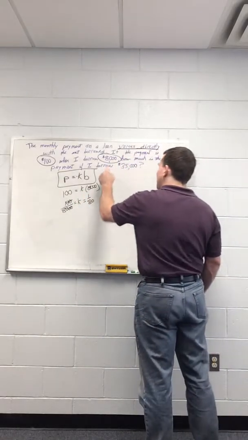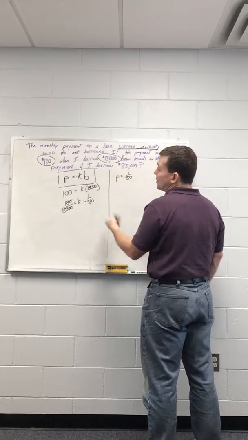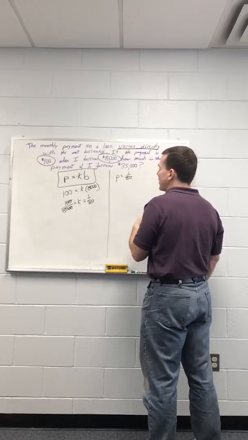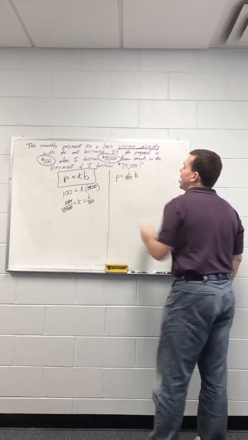Now I rewrite the equation. P equals 1 over 80, and you can use decimals for this. My calculator's off over there on the shelf, so I don't have it right now. P is 1 over 80 times B.